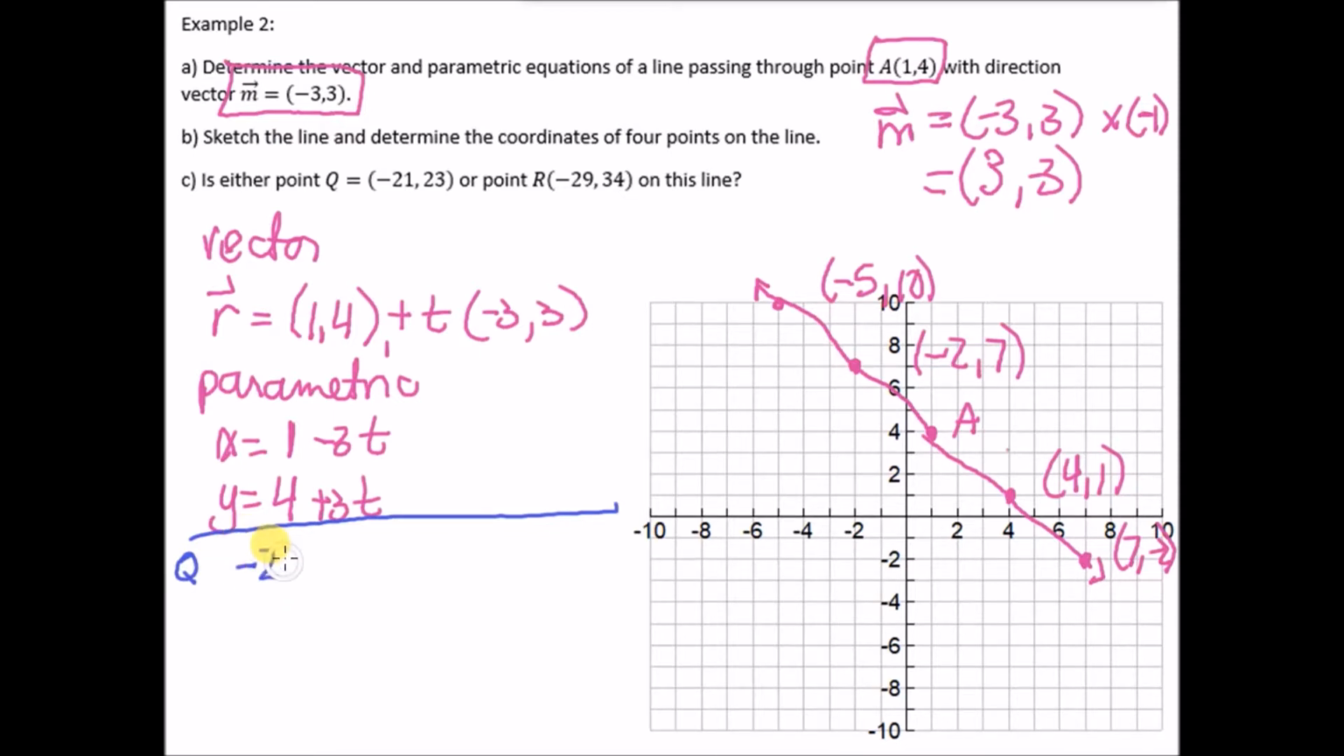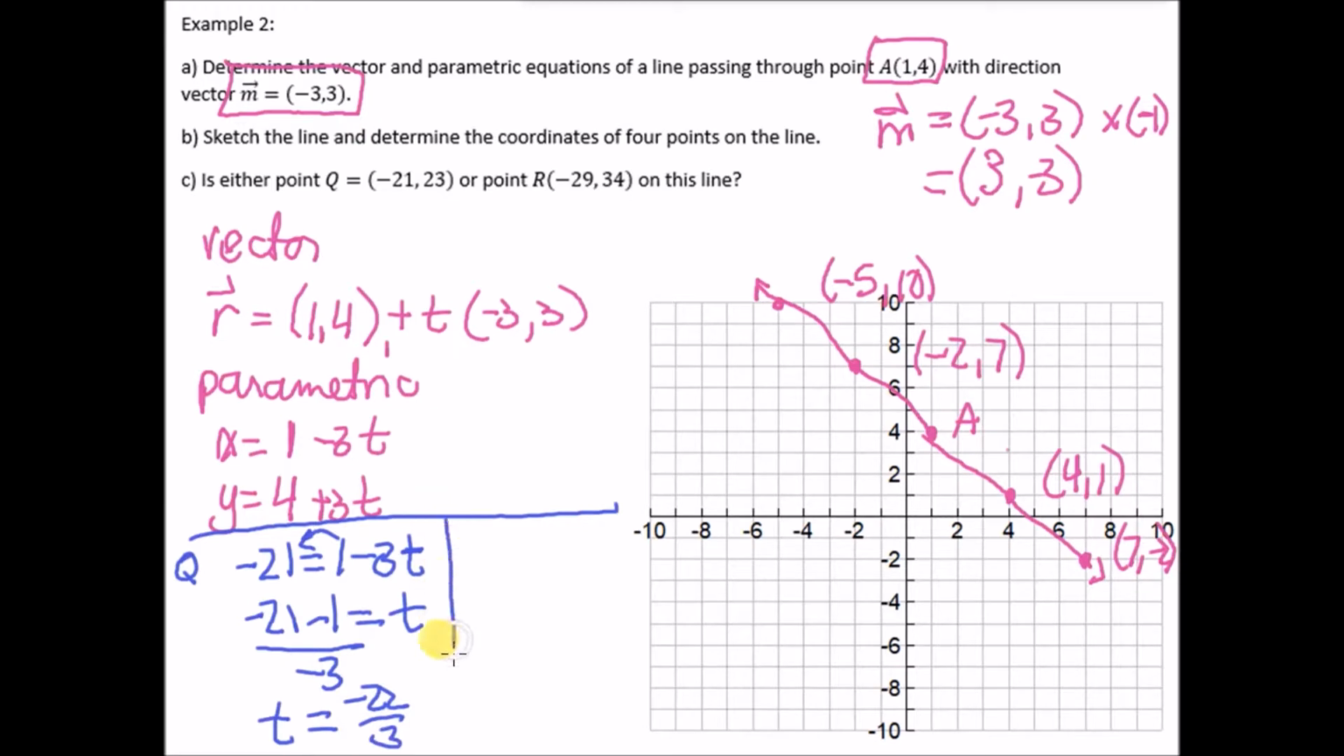So for x, our x is -21, and we have 1 minus 3t. What we're going to do is solve for the parameter t. Okay, so -21, move that 1 over, -1, and that's all going to be over -3. So that's -22 over 3. So in order for us to get -21 for an x value, our parameter would have to equal -22 over 3.